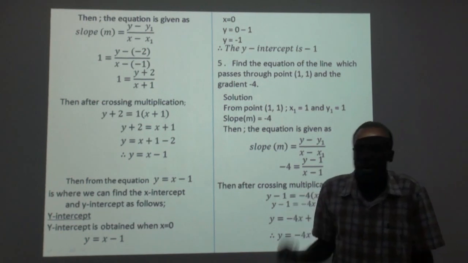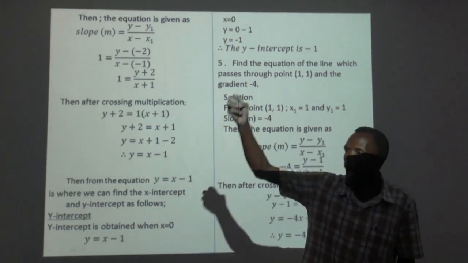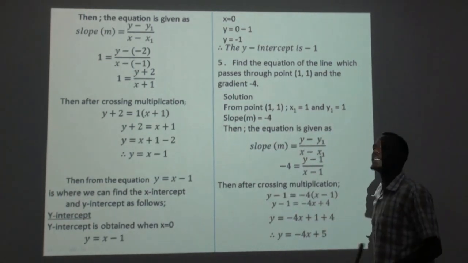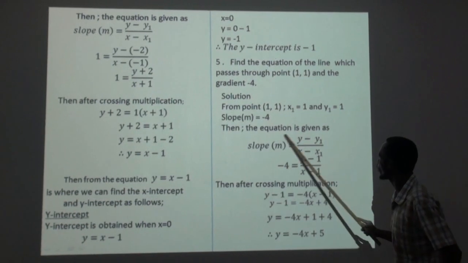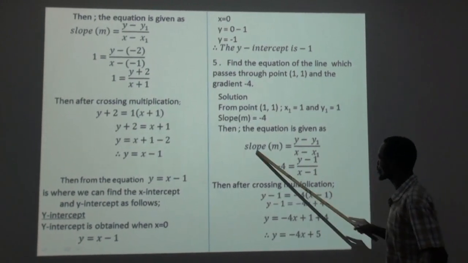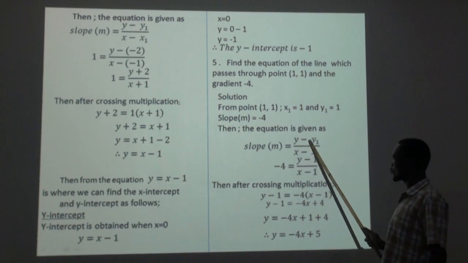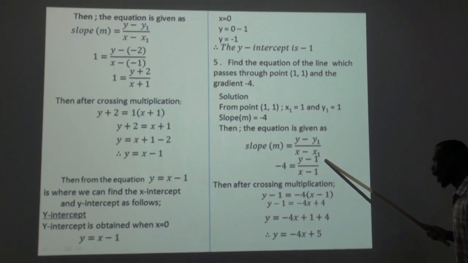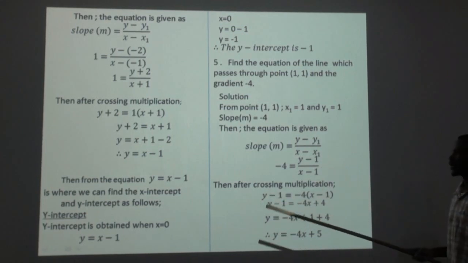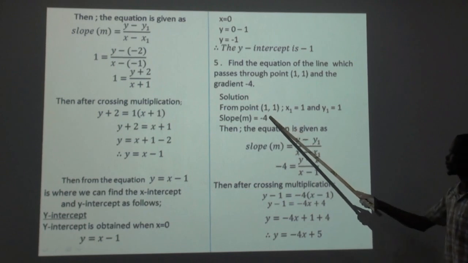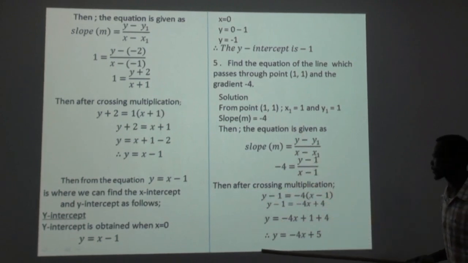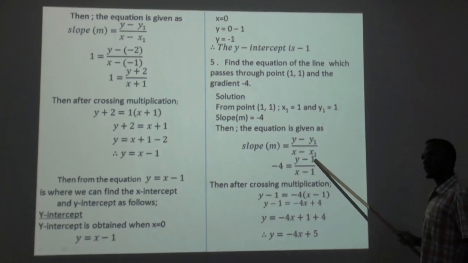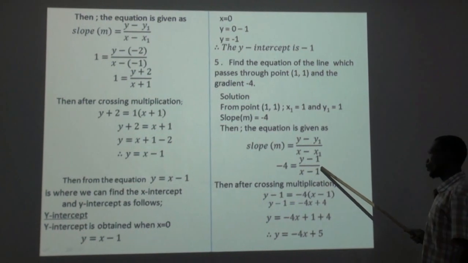Tayari nazo, sitaji kutafuta gradient, wala sitaji kutafuta y1 na x1. Zipo pale. Naanza tu kwenye ile equation. Hii ndiyo formula ya kutafuta equation, ambayo ni slope is equal to y minus y1 over x minus x1. Then I substitute: slope is negative 4, and then y minus 1, over x minus 1.